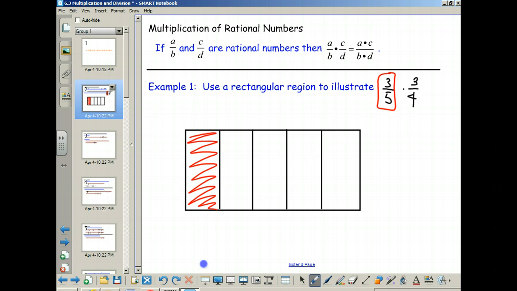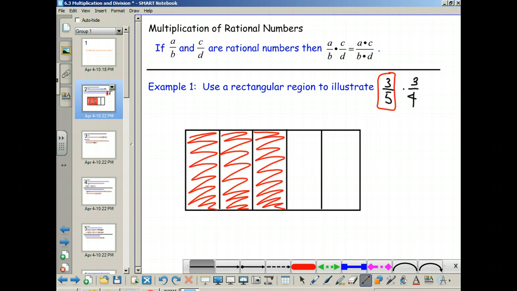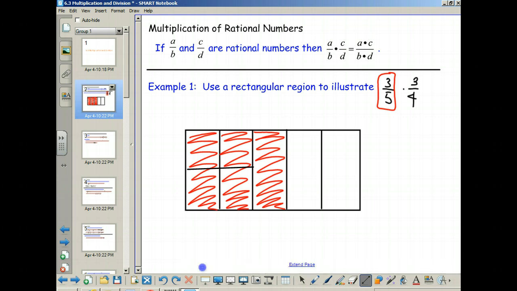So there's 1, there's 2, and there's 3. The next thing I'm going to do is take the entire diagram and divide it into 4 equal pieces. Now dividing it into 4 equal pieces means that, in order to not confuse it with the diagram as it's currently drawn, I'm going to draw those 4 pieces horizontally instead.